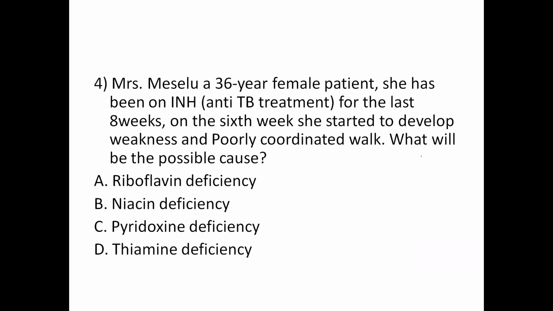This is another one. So question number 4, Mr. Masalu, a 36-year-old female patient. She has been on INH, isoniazid, anti-TB treatment for the last 8 weeks. On the 6th week, she started to develop weakness and poorly coordinated work. What will be the possible cause? What is the possible cause of her symptom? A, riboflavin deficiency, B, niacin deficiency, C, pyridoxine deficiency, D, thiamine deficiency. So choose your answer, please.